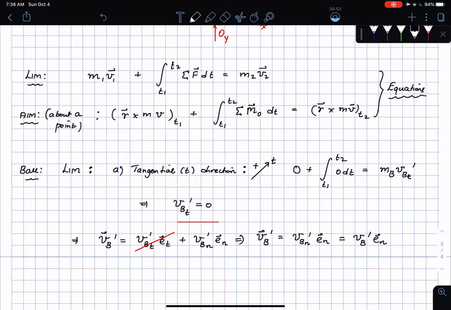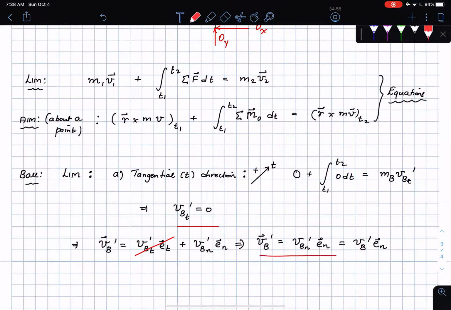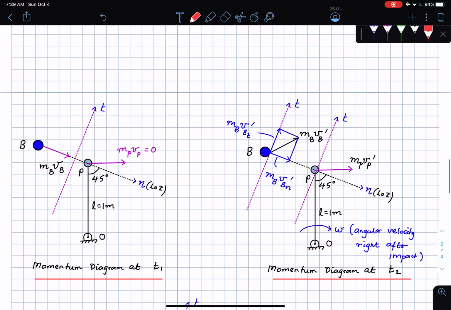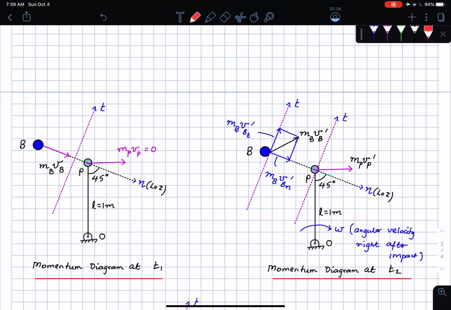So I'm going to strike this off and make use of this. This thing is now gone, so this is now 0. And then I can just call vBn prime as vB prime. So this is the same as mB vB prime. I just wanted to show you that this is the same as what I had written here.